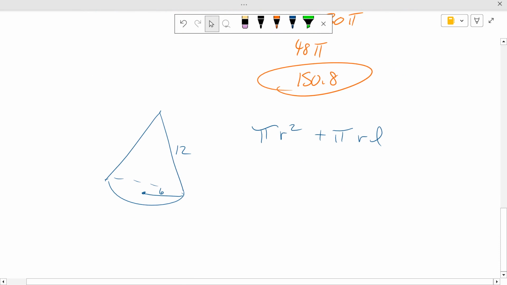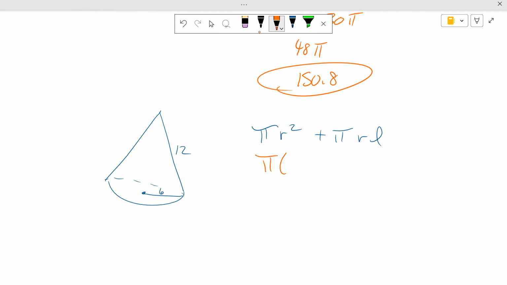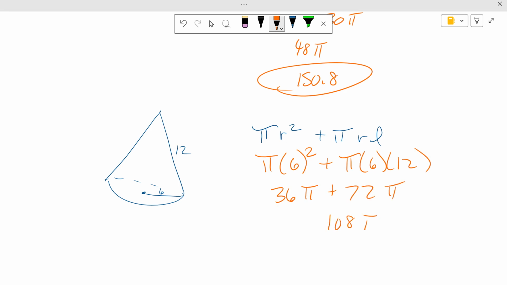Okay, now a cone. Pi r squared plus pi rl. Pi, the radius is 6. You square it, plus pi times 6 times 12. So it's 36 pi plus 72 pi, which is 108 pi. And 108 times pi is 300.